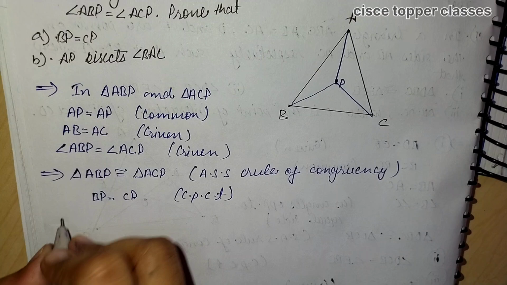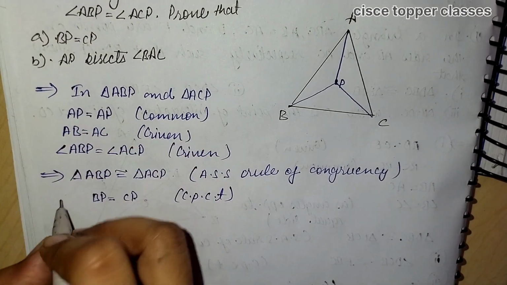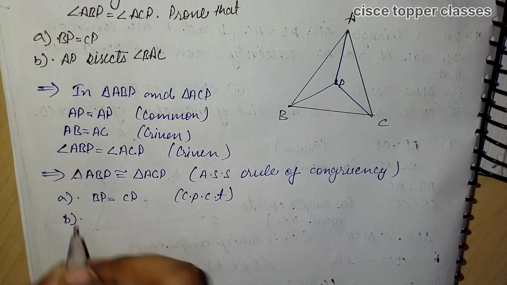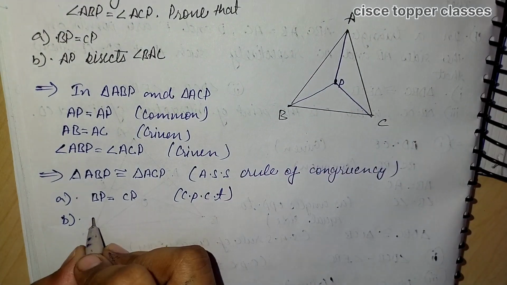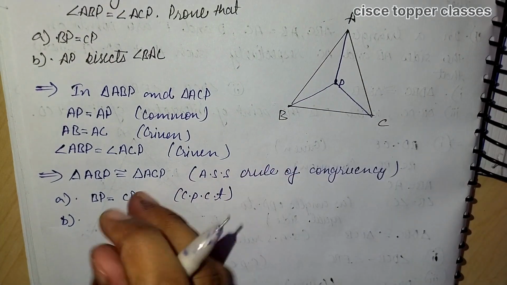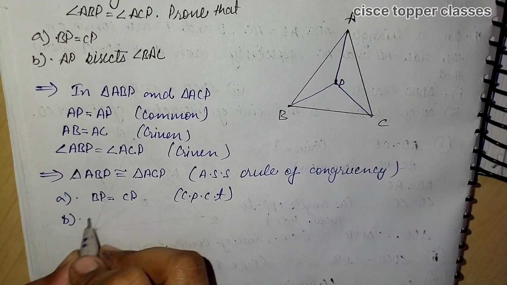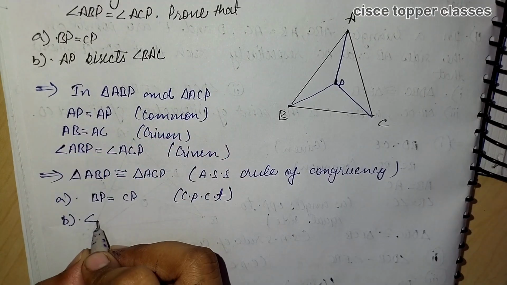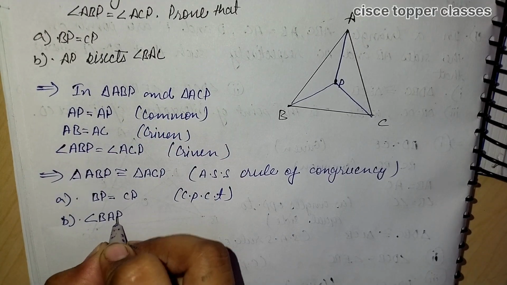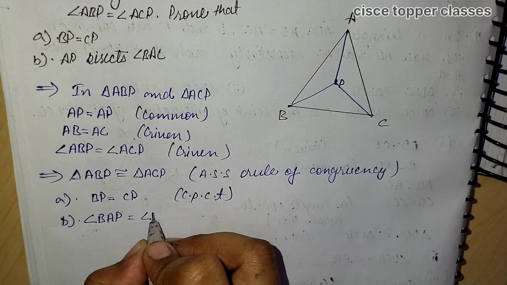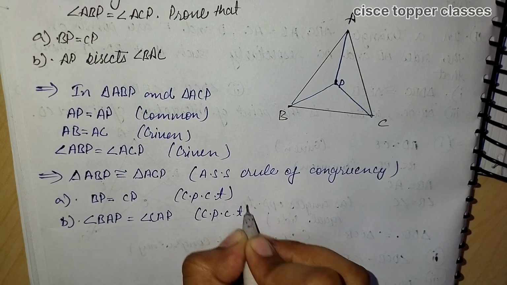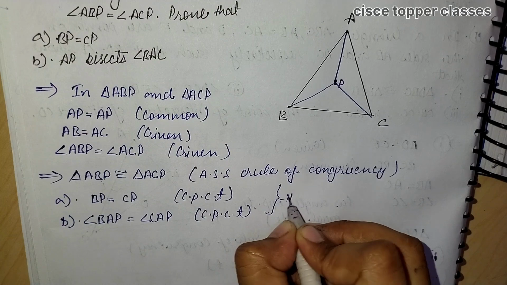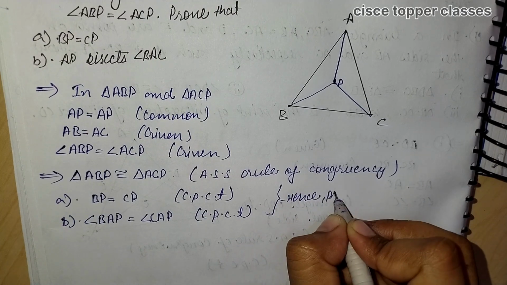Now this is the first part which we have to prove, and the second part is AP bisects angle BAC. From here also by CPCT, because of the congruency of these two triangles, we can find that angle BAP is equal to angle CAP by CPCT. So hence proved.